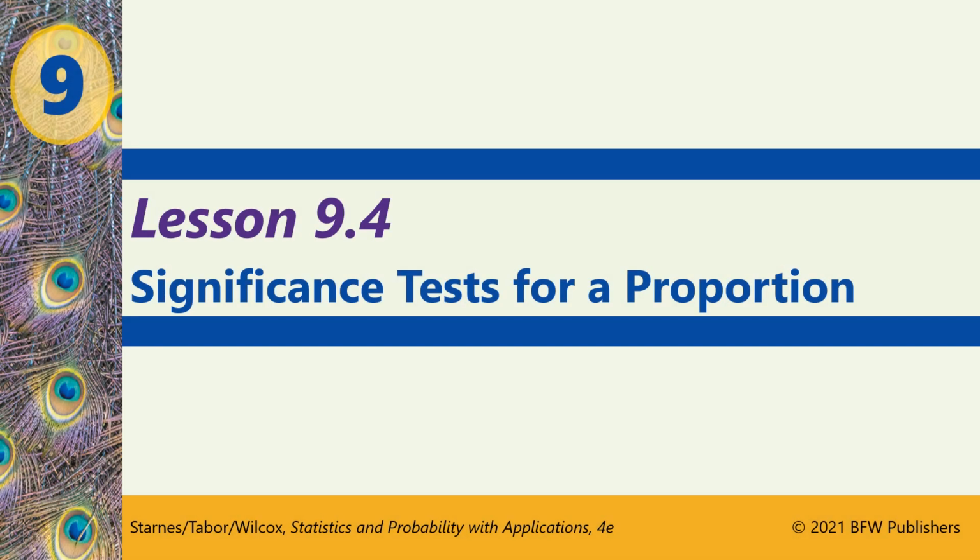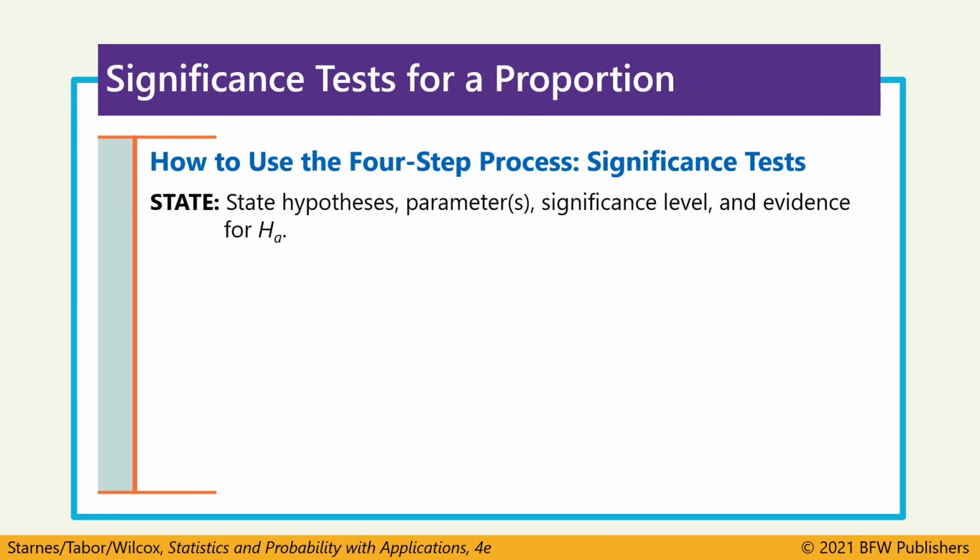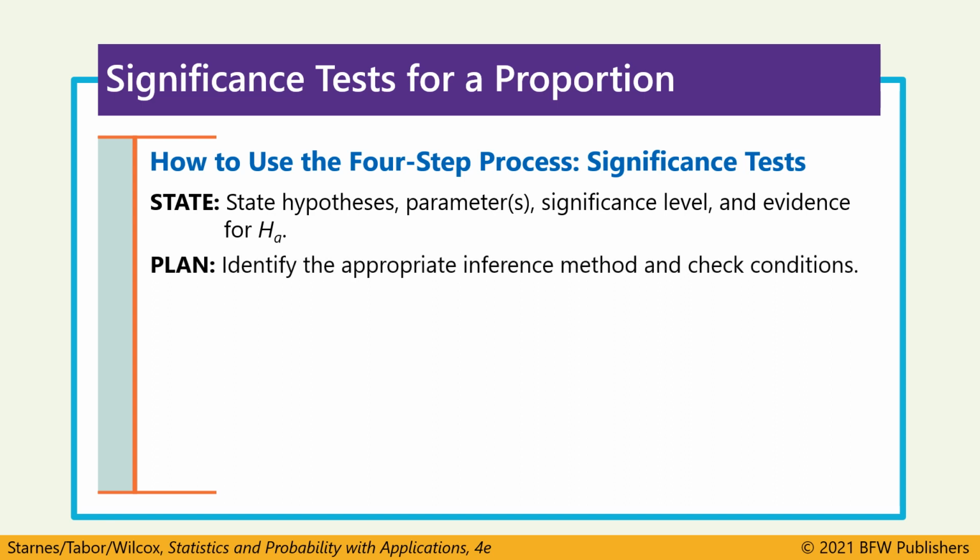9.4 Significance tests for a proportion. There's a four-step process for significance tests. We want to state the hypotheses, parameters, significance level, and evidence, which is our sample statistic. We want to plan by identifying which inference method we're going to use and checking conditions.